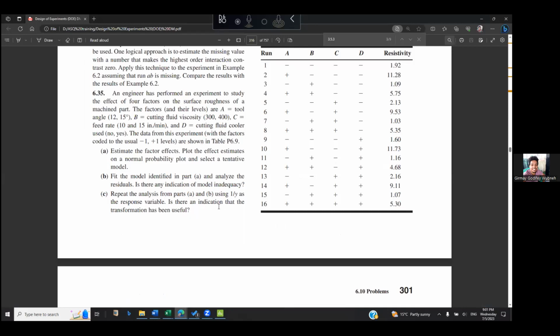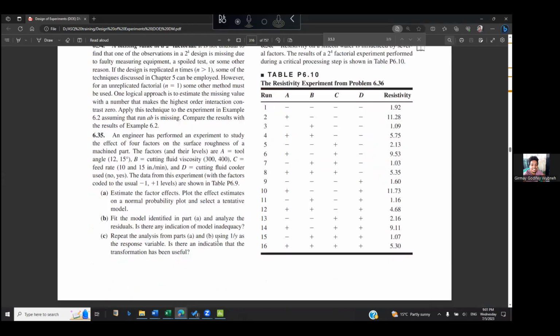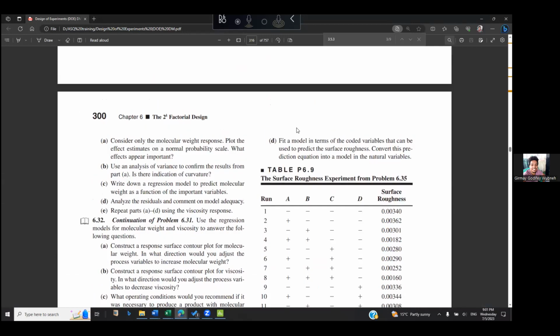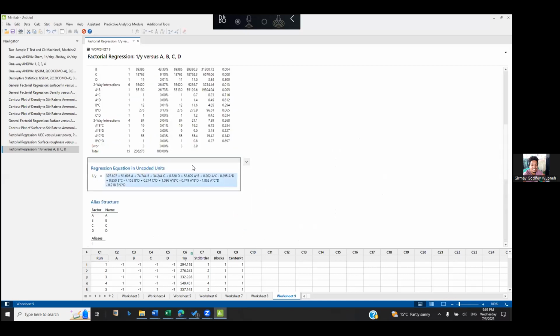Is there any indication that the transformation has been useful? No, similarly you don't have to transform. Now fit a model in terms of the coded variables that can be used to predict the surface roughness. So fit the regression model based on factors A, B, C, D. Copy.